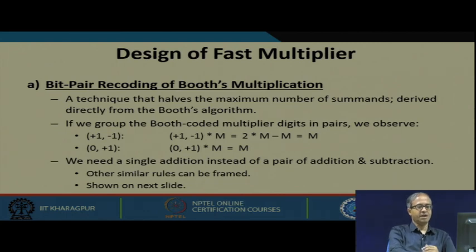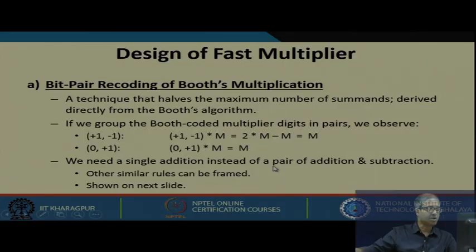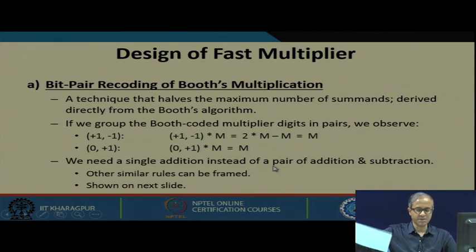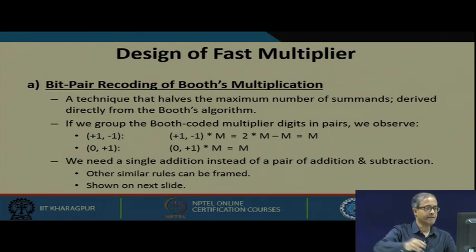Fine. Now let us look at how we can improve the speed of the multiplier even further. We have already seen how Booth's multiplier can reduce the number of additions or subtractions. Now we look at a modification of Booth's multiplier. This is called bit pair recoding of Booth's multiplier. This method effectively halves the maximum number of additions or subtractions. You see, the idea is like this.